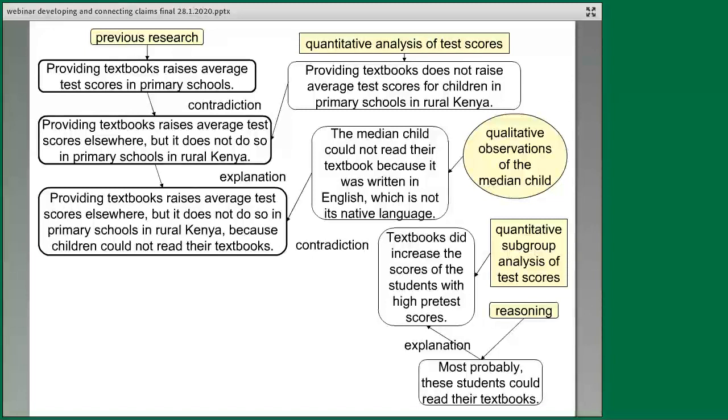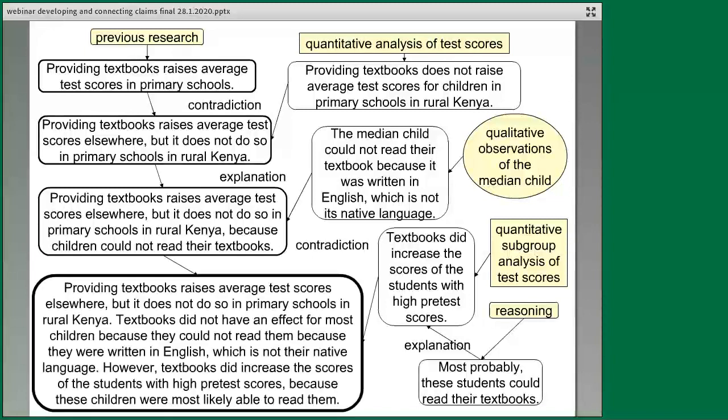The explanation is most probably these students could read their textbook, and if we combine this all, we have, so to speak, our final meta-inference, which says providing textbooks raised average test scores elsewhere, but not in primary schools in rural Kenya. They did not have an effect for most children because they could not read them because they were written in English, which is not their native language. However, they did increase the scores of students with high pretest scores because these children were most likely able to read them.